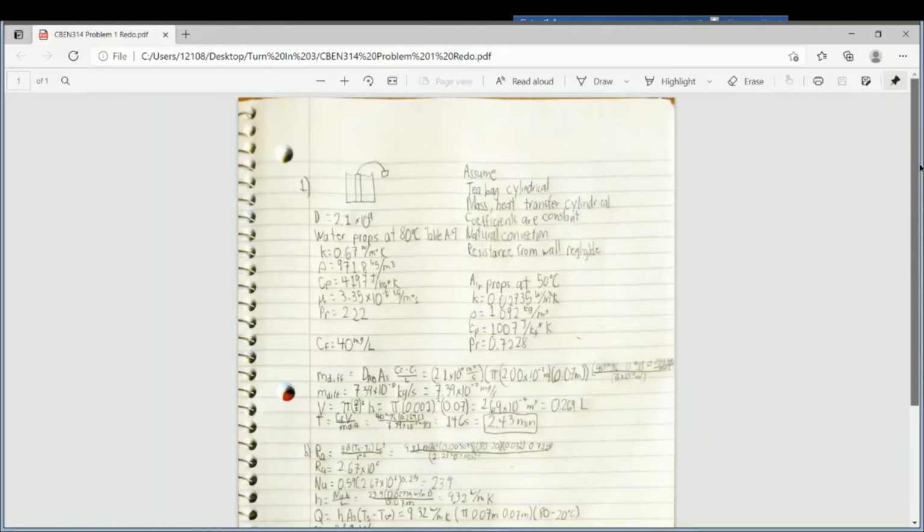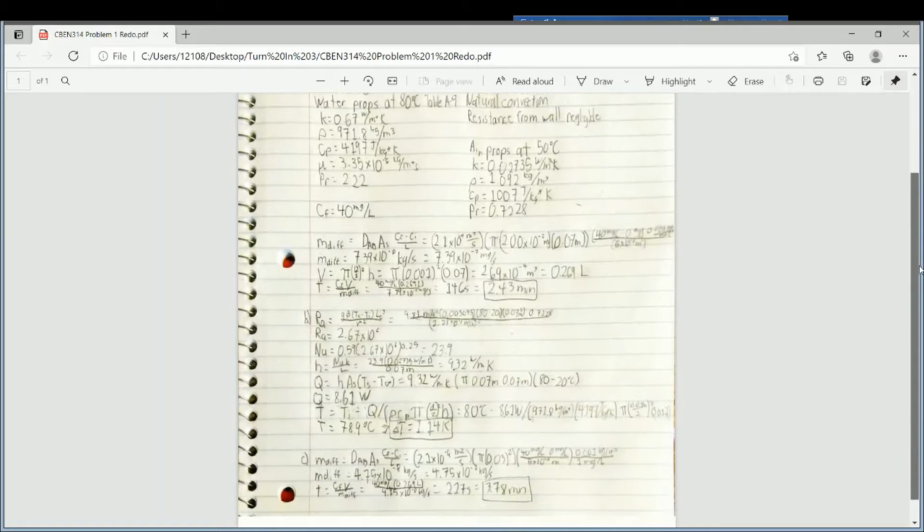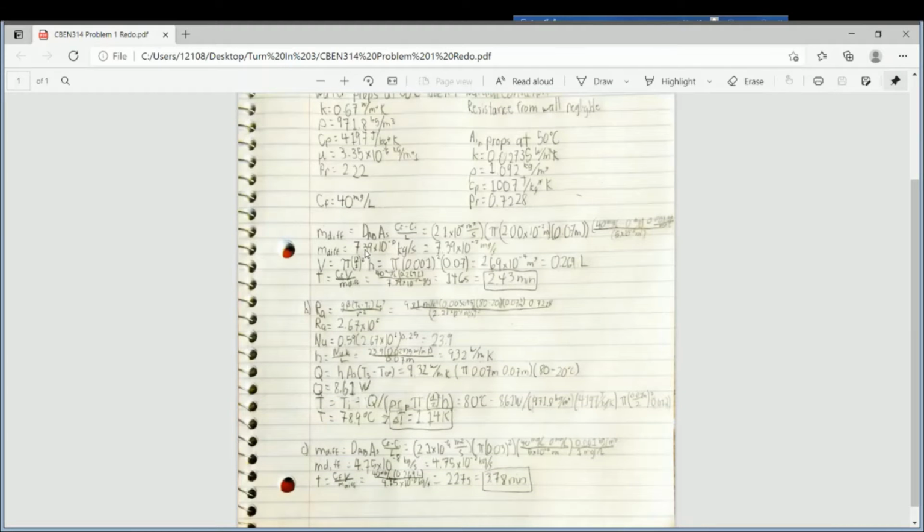So first what I did was I found the mass diffusion by multiplying the diffusion coefficient, surface area, and difference in concentrations over the length of the diffusion media. And then I found the volume, and then you can find the time by inverting it. So the concentration at what we're looking for, the volume over the mass diffusion rate, and there we have it.